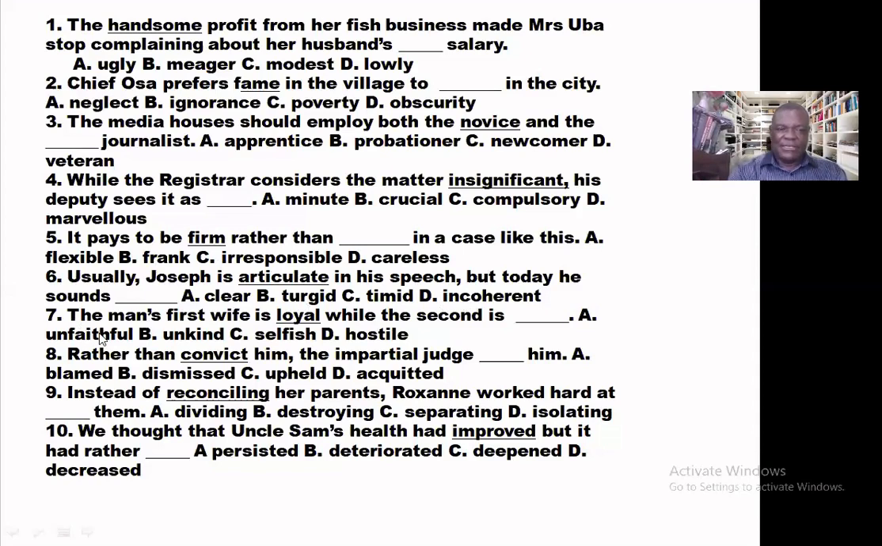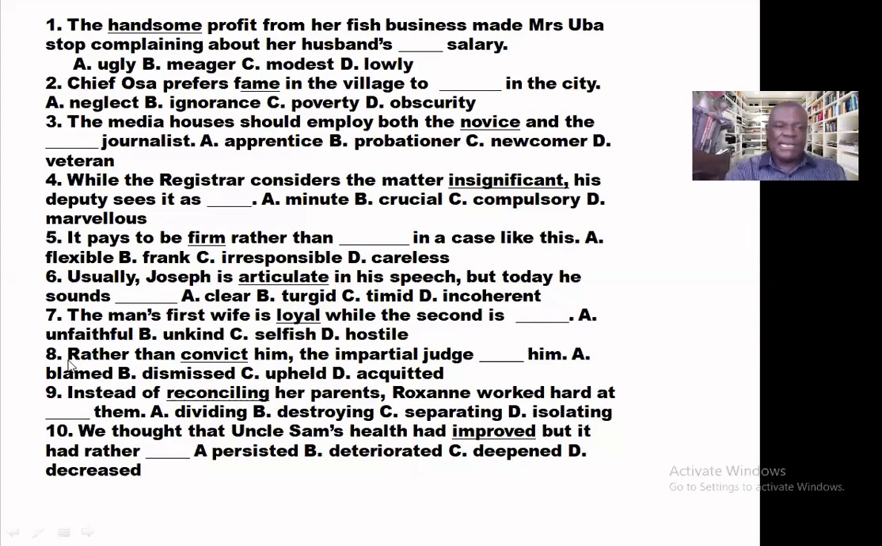Number 7, the man's first wife is loyal, while the second is dash. When you are loyal to someone, you are supportive and you are in agreement. All right? Then let's look at the options. Option A is unfaithful. Unfaithful has to do more with infidelity than with just being loyal. All right? So unkind, no. Selfish, no. Hostile, more like it. Hostile. If you are loyal to someone, you are in agreement. When you are not loyal, you could be hostile.